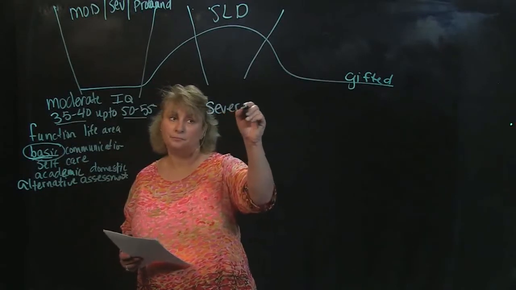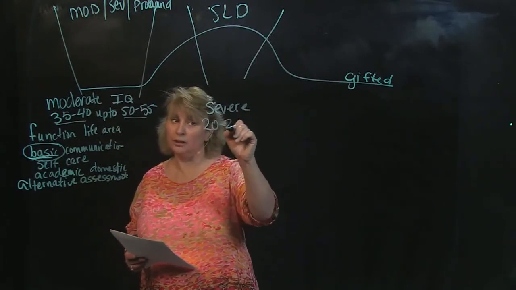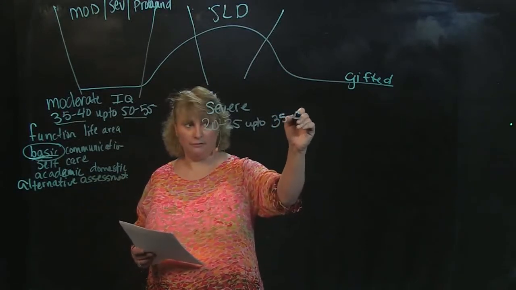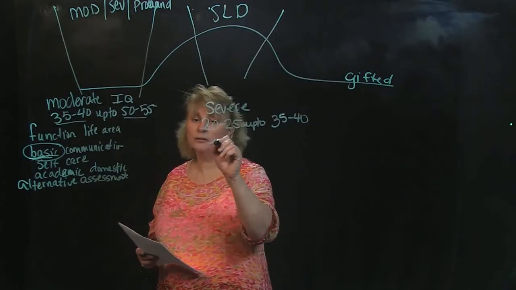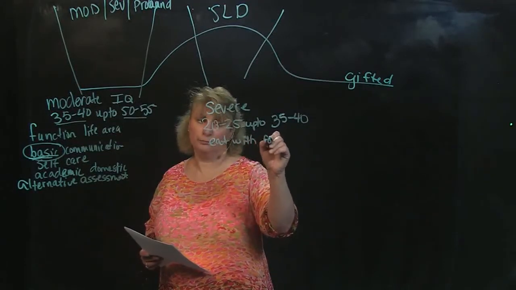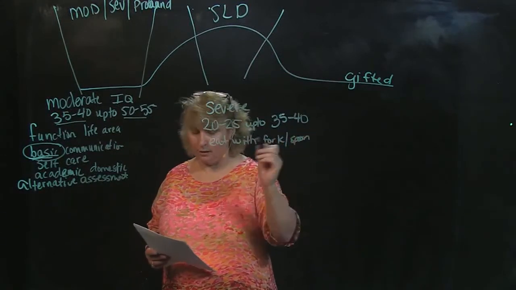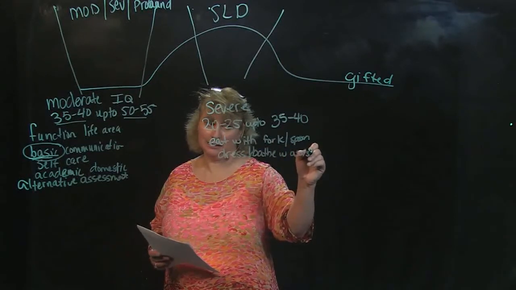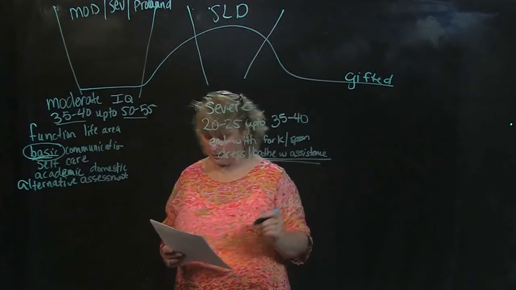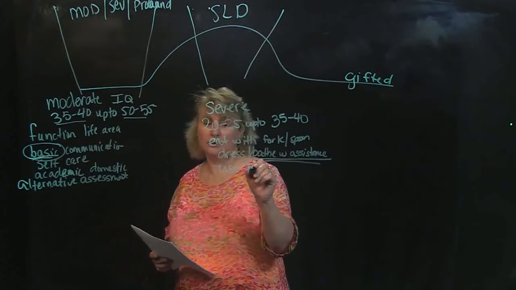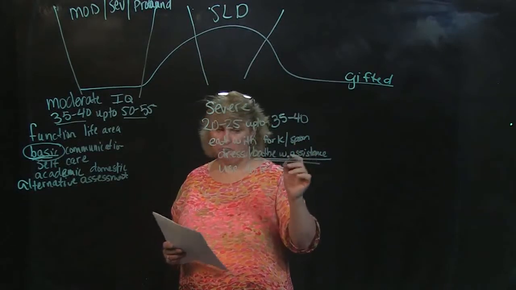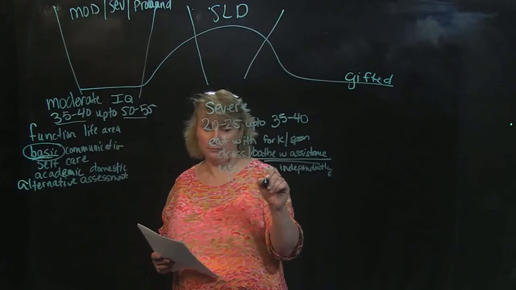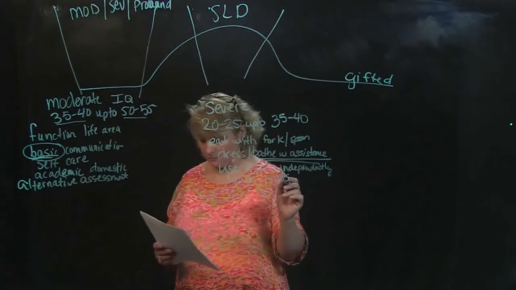Your severe is between 20 and 25 up to 35 to 40 IQ range. They learn to eat with a fork or spoon. They can dress or bathe with assistance. Sometimes they can use the toilet independently. And they can wash their hands and their face.